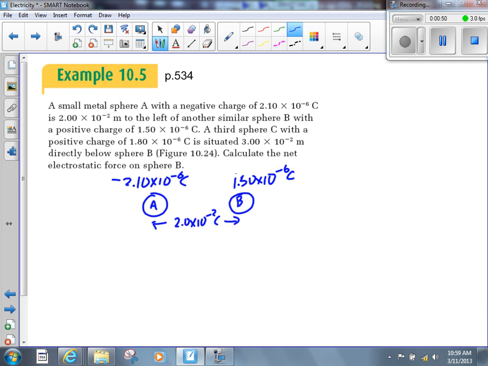Then it tells us charge C is located directly below sphere B. So C is going to be down here. The distance that separates them is 3.00 times 10 to the minus 2 meters. And the value of charge C is going to be positive 1.80 times 10 to the minus 6 coulombs.